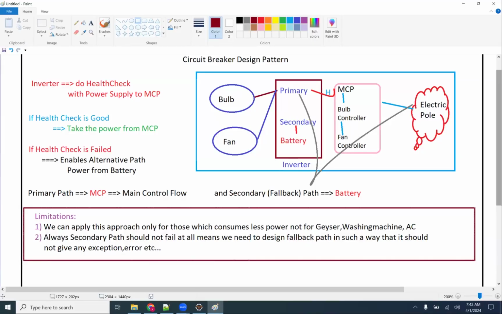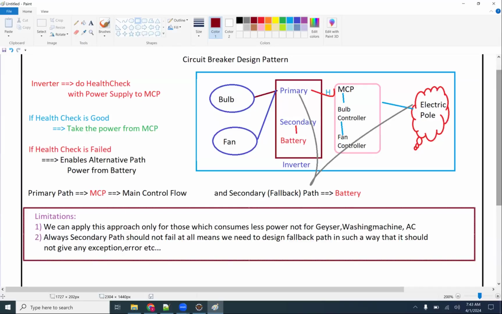It should always be running successfully. I mean, it should not give any error. With that logic, I can apply circuit breaker. Is it correct? Yeah. Is that correct, right, guys? Any questions here as of now?